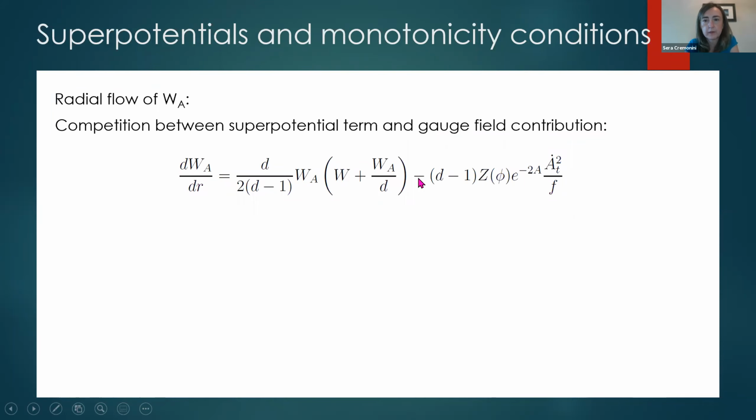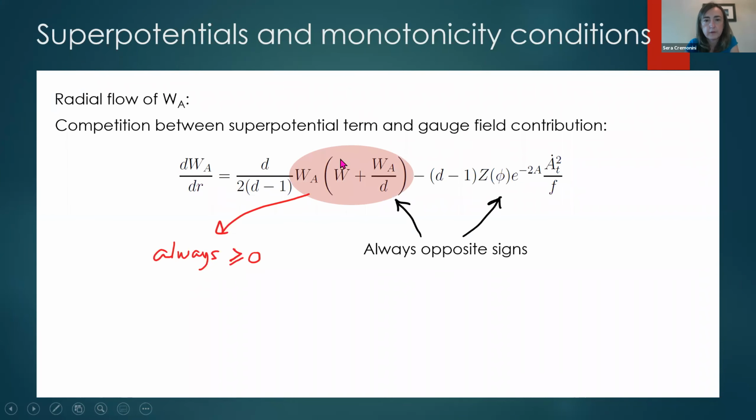We notice this negative sign in between. It's clear that the second one, apart from the negative sign, is always positive, so this entire contribution will be negative. And the first term is always positive because we fix the signs of W and WA. So these two pieces always have opposite signs and fight against each other.